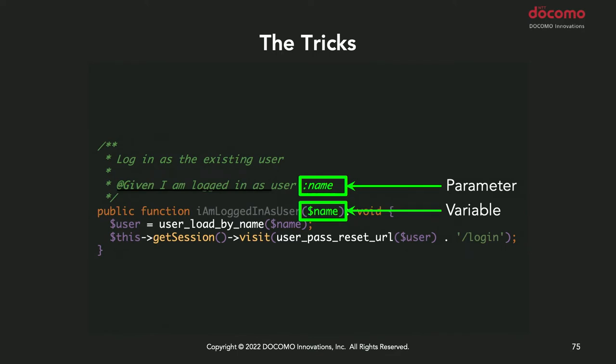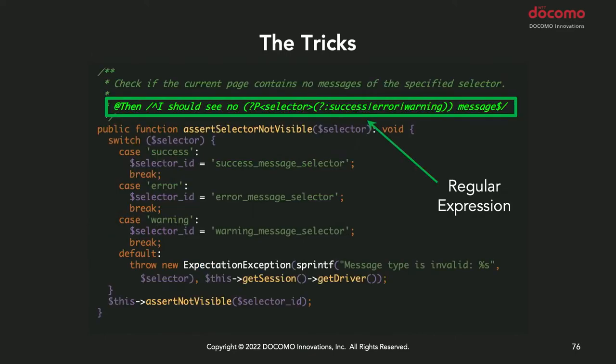So here is the example of associating a parameter in the sentence with a variable in the code. We can include a parameter as a placeholder in the sentence, and the logic can take over the parameter as a variable in the function method arguments. So we can even define the sentence using a regular expression. So maybe you have a quick question.